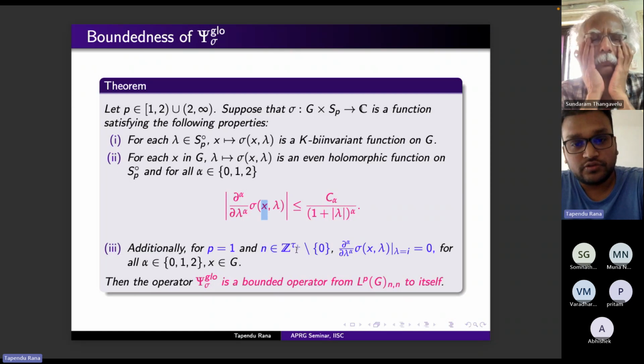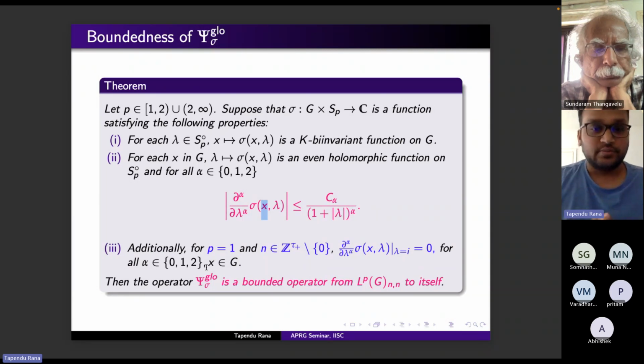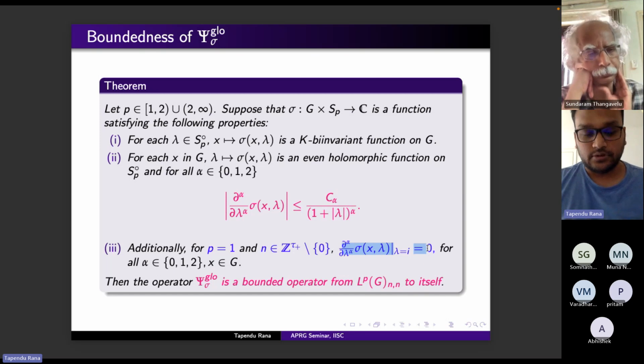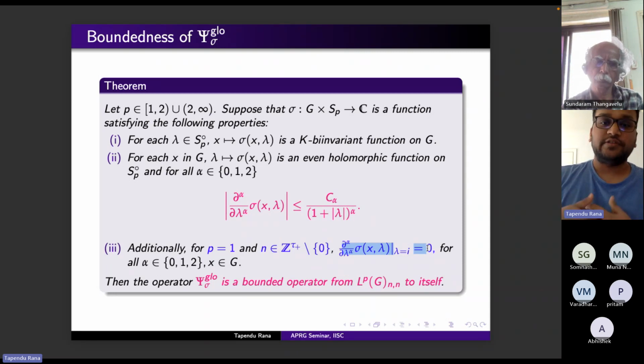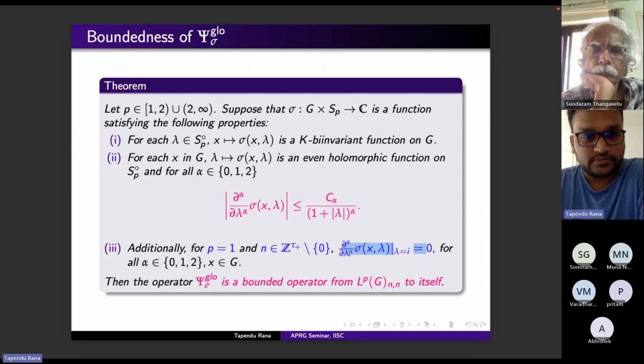And in addition, with P equal to 1 and N belongs to Z tau plus, if we assume del lambda alpha has 0 at lambda equal to i, for all alpha belongs to 0, 1, 2, then psi sigma, the global part of psi sigma is a bounded operator from LPGNN to itself. So this condition may seem to you a bit technical, but this actually is required to handle the C function, which is required to study the analysis of the global part. Explicitly, if we take N belongs to Z tau plus, then the function lambda goes to CNN minus lambda inverse has a singularity at lambda equal to i. So to handle that, we require this condition. But nonetheless, if you take N belongs to Z tau minus, you don't need this condition at all.